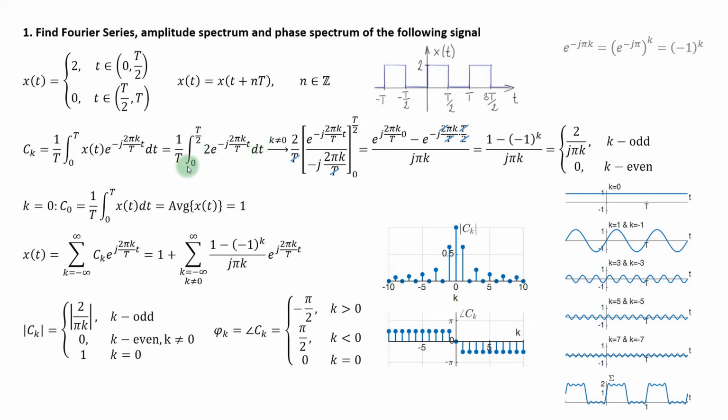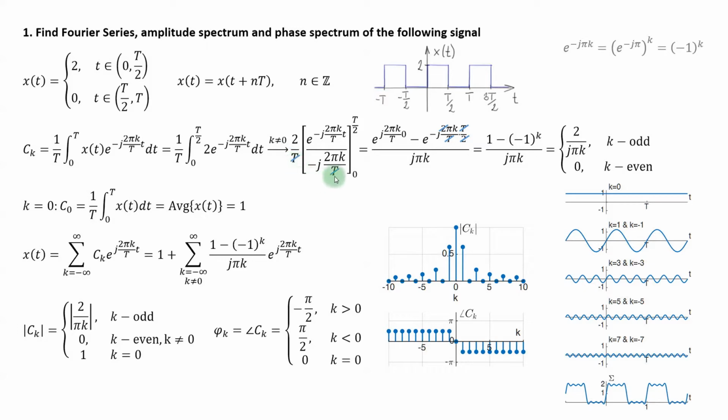This integral is very easy to evaluate. It is this. The only thing I need to be cautious about is dividing by this k. I cannot do that when k is equal to 0. Thus, this is valid only for k different from 0. We will need to treat the case where k is equal to 0 separately. But first let's evaluate this case.